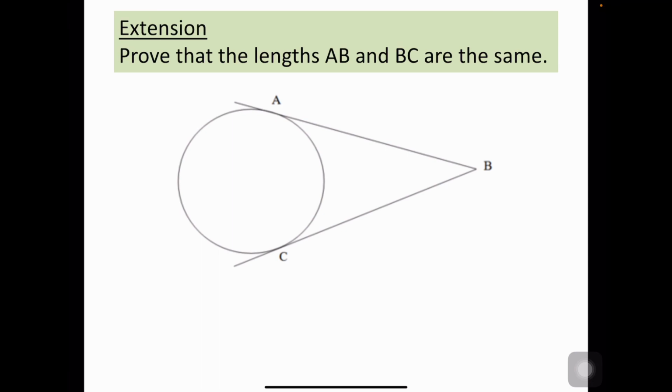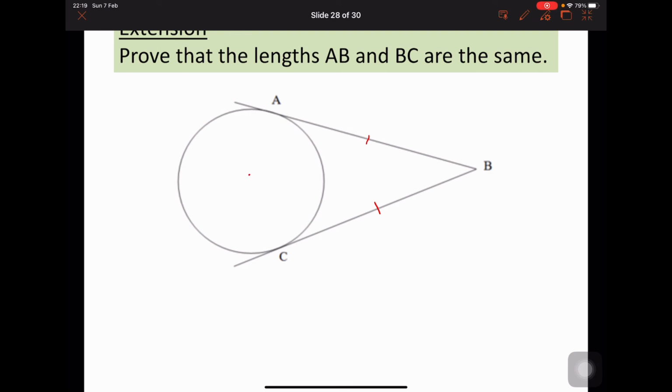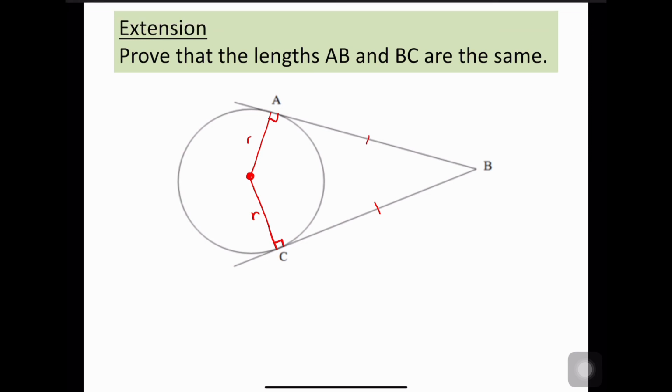For the people who answered the extension question, I'm going to go through the solution right now. So it says prove that the lengths AB and BC are the same. So prove that these two are the same. Okay, so this is the center of a circle. We have a radius and another radius. And because AB and BC are tangents to the circle, we have a right angle here and a right angle here. Now, how do we prove that AB is the same as BC?